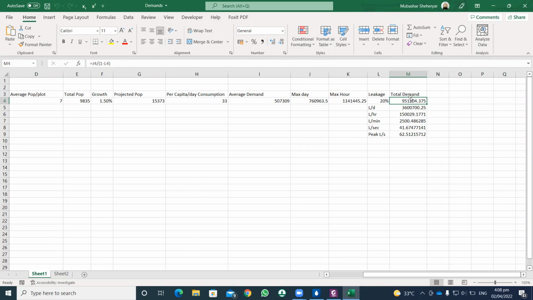and basically these values are equivalent and equal to each other, just converted into different units. And I just multiplied by 1.5 in order to get the peak demand for hours.